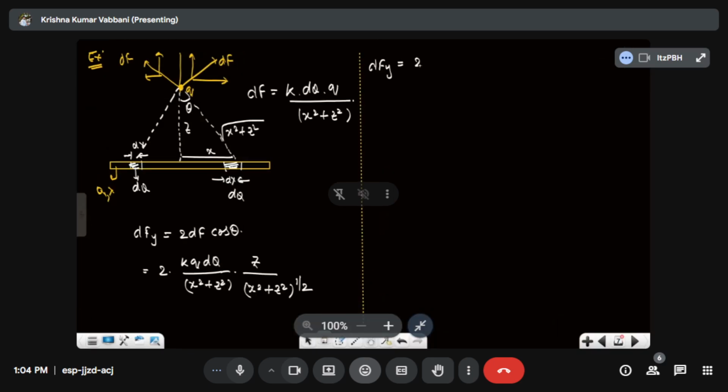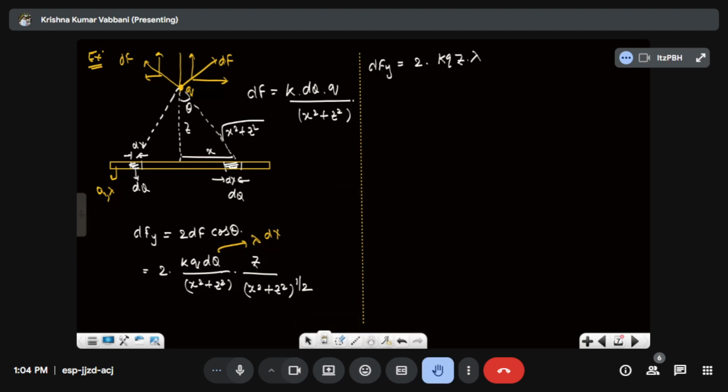dFy is equal to 2 times kq. So how can I write my dq? dq is nothing but lambda into dx. Okay, substitute these values also, and z into lambda dx divided by x square plus z square whole power 3 by 2. Right? Is there any doubt? Is this clear, guys?